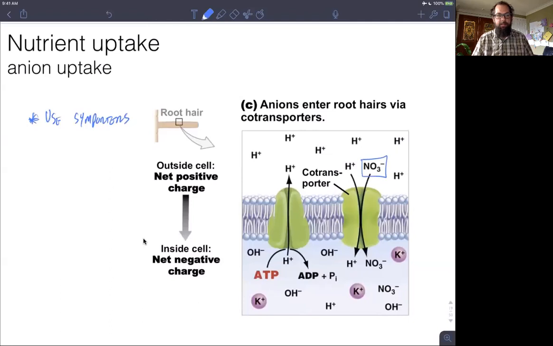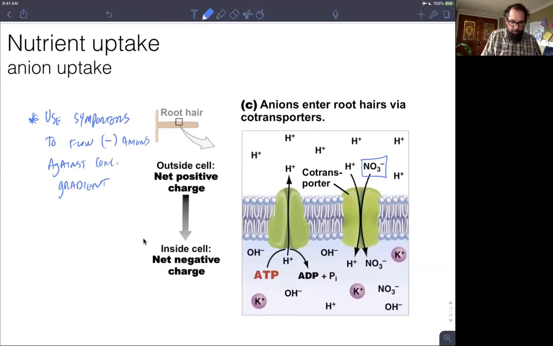So in this example, it's a nitrate. So they use the symporter to flow those negative ions, so anions, against their concentration gradient. So it's not only against the concentration gradient, it's also against the electrical gradient, so against the electrochemical gradient, to move those in against that gradient, both electrical and concentration gradient. So, cotransporter, symporter, they're flowing with those hydrogen ions as they flow back into the cell.